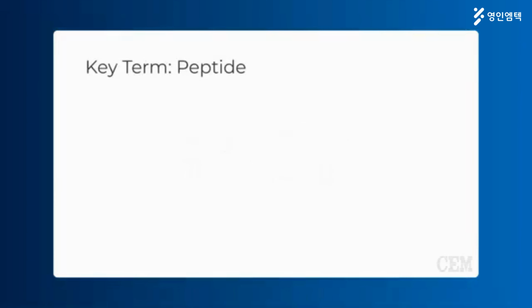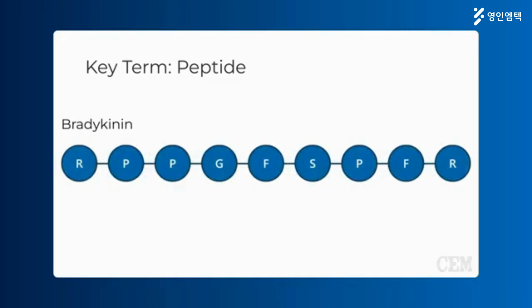Where else to start if not with the term peptide? A peptide is a short chain of amino acids linked together by peptide bonds. Here is a simplified depiction of bradykinin, a peptide that plays crucial roles in inflammatory response, blood pressure regulation, and pain signaling. Each lettered circle represents an amino acid, and the link between each circle represents a peptide bond.